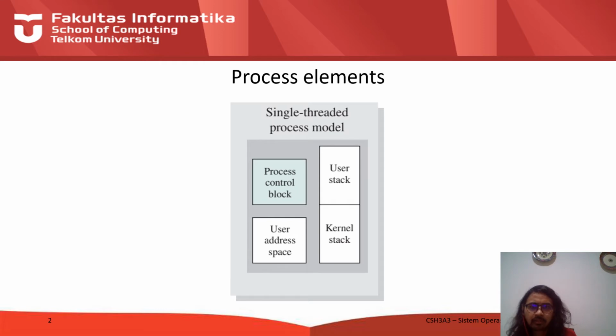So if this is a single process, the single process is divided into several parts. The main parts are two parts. The first is the instruction code. The instruction code is divided by two parts, which is the user part and the kernel part. We have discussed this in our first meeting. And the second part of the program is the data.